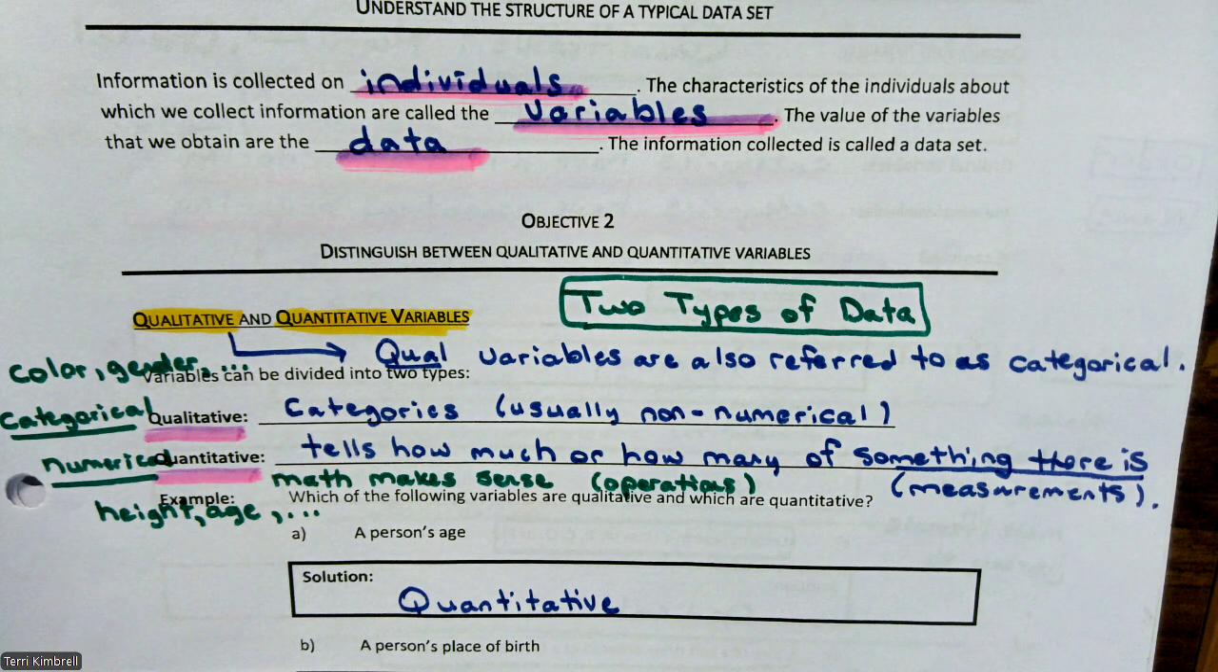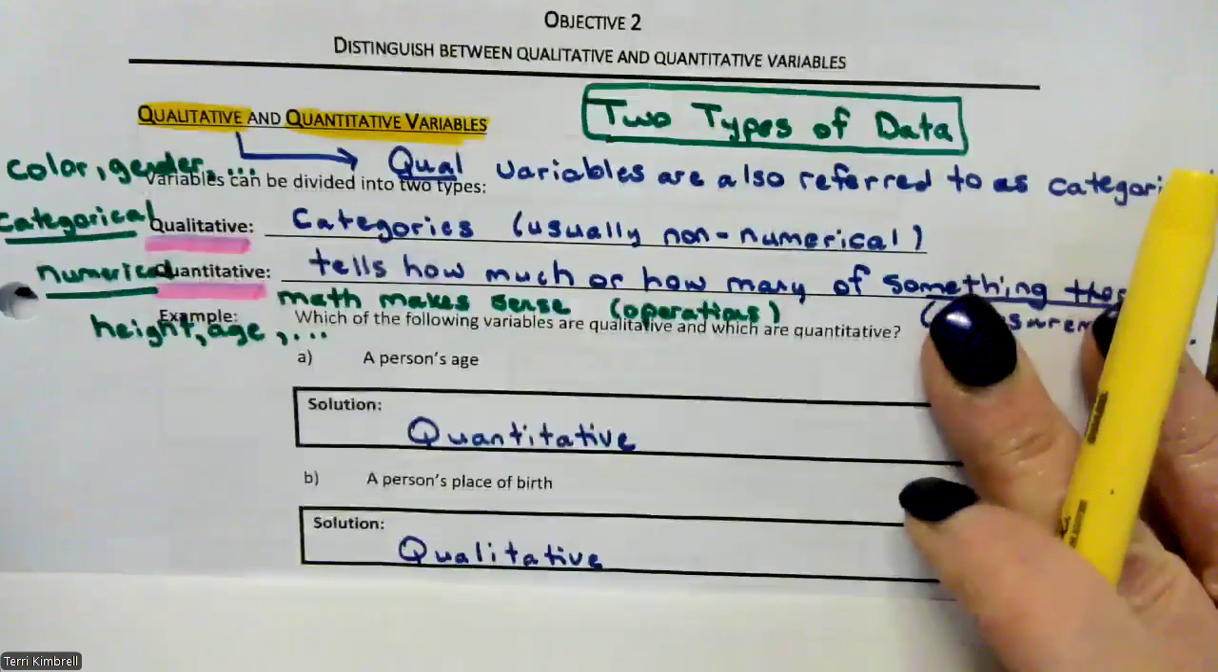A person's place of birth. We're not really going to do math when it determines a person's place of birth. Being born in one area is not going to be given a number, and then you add or subtract a number from being born in another area. This is a quality. This is something that categorizes who you are by where you were born. So this would be a qualitative variable.